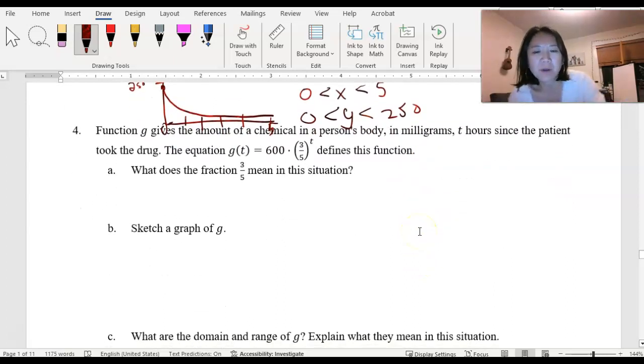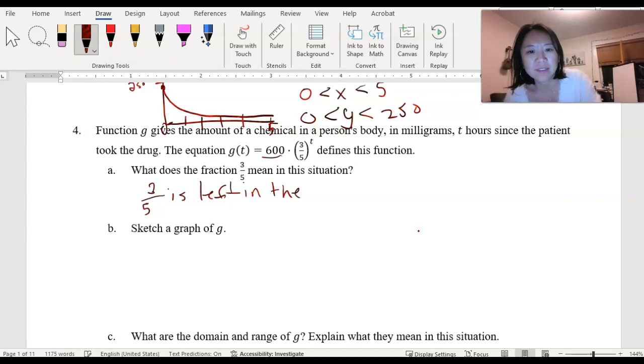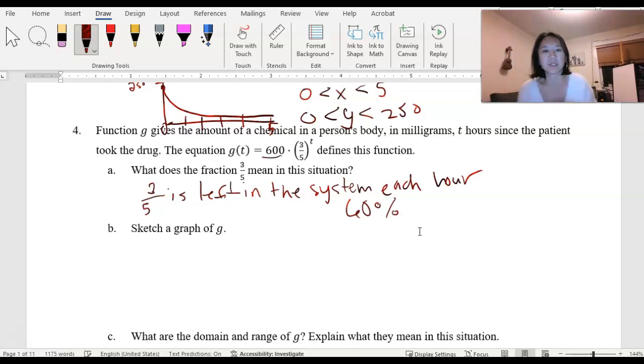Function G gives the amount of chemical in a person's body in milligrams t hours since the patient took the drug. So this is quite commonly an example of medicine decaying over time or dissipating over time. So you have 600 times 3/5 to the power of t. What does the fraction 3/5 mean in this situation? So 3/5 is left in the system each hour. And we could also say 60%, right? So 60% is left, or 3/5, or 0.6. Sketch a graph of G.